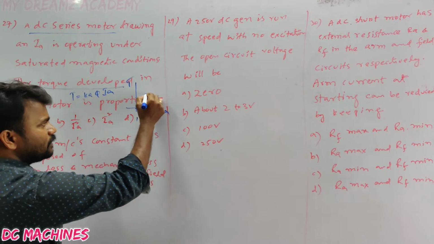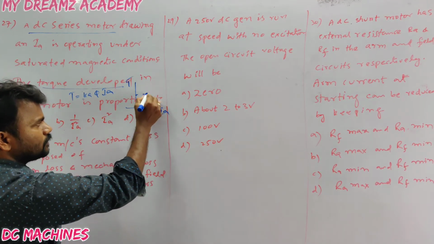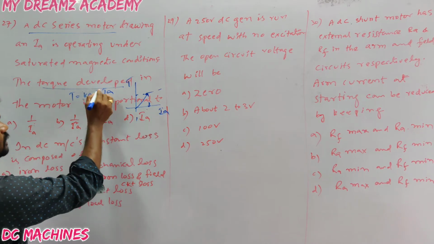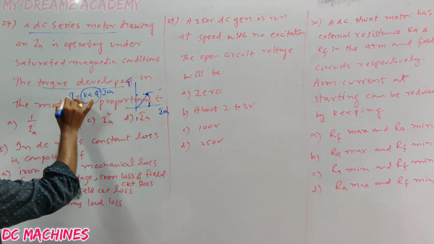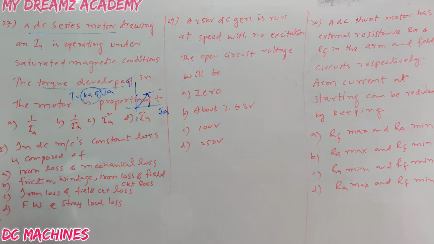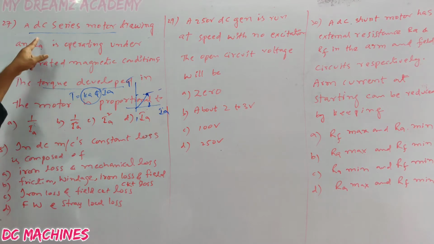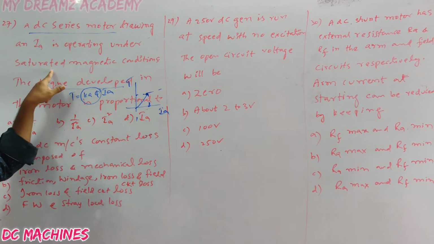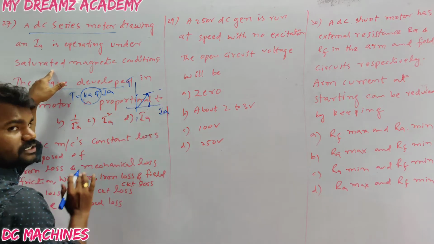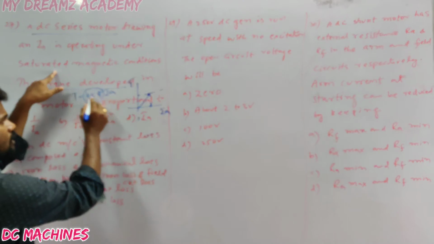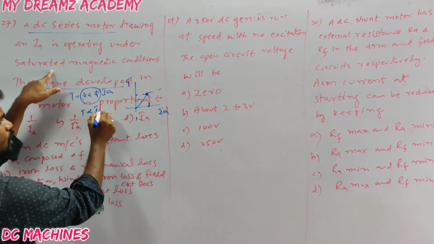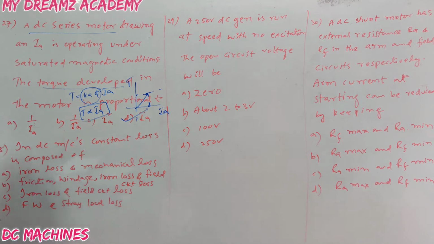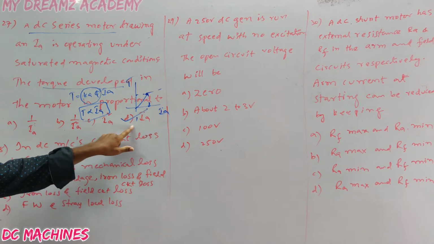Under saturated means above this point, the flux is constant, so this whole term is constant. Torque is directly proportional to armature current. Our option is D: torque is directly proportional to armature current.